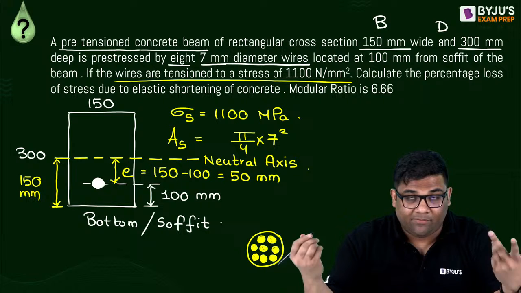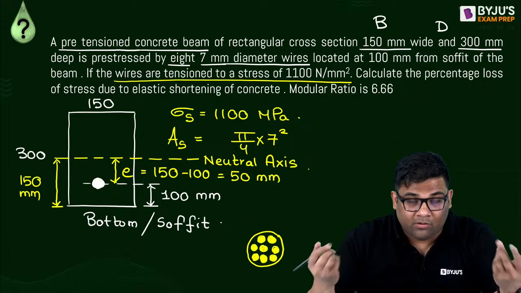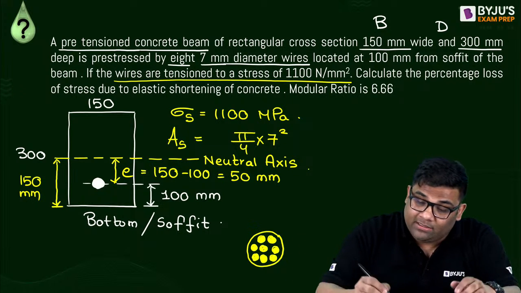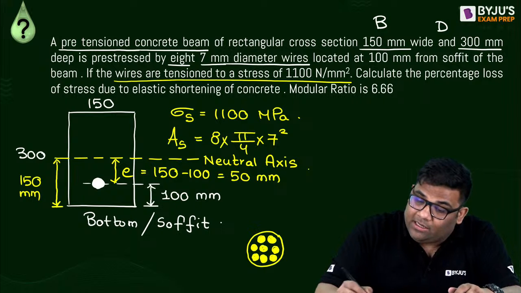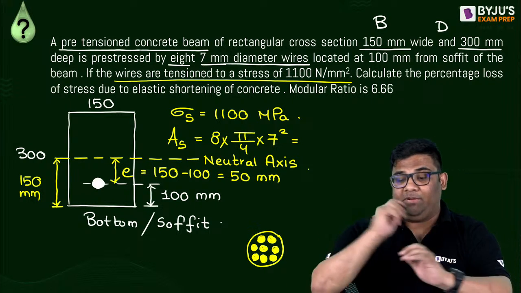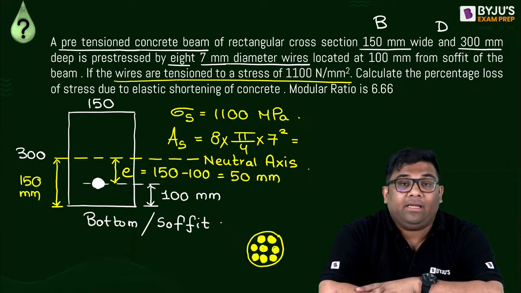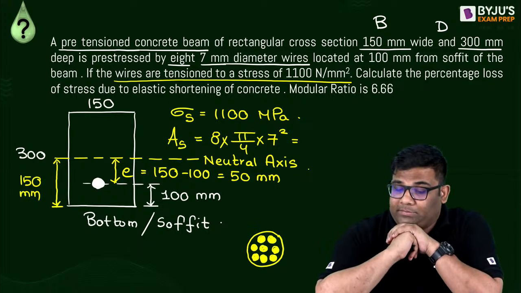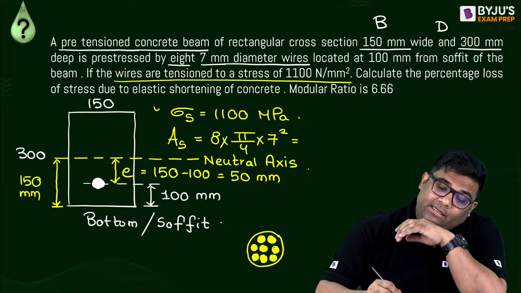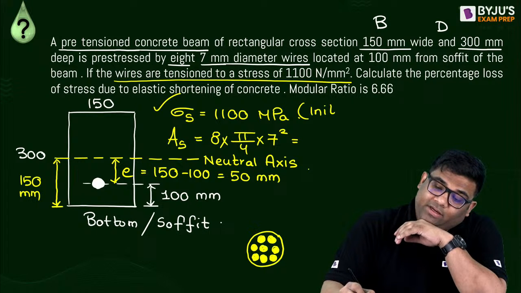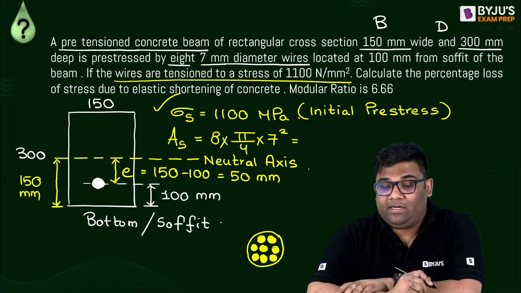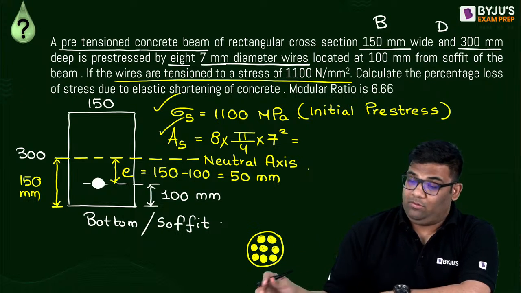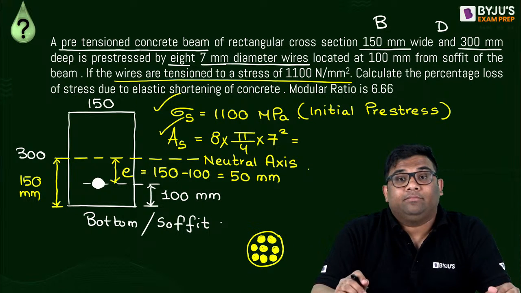That is how we find out the area of a circle, right? Because they are circular wires. Now there are 8 wires, so I'll multiply by 8 and I'll get the total area of the steel. So tell me what is the total area of steel? Calculate and tell me. ये आपका आ गया इनिशियल प्री स्ट्रेस, आपका एरिया ऑफ स्टील कितना आया? Please tell what is the area of steel.